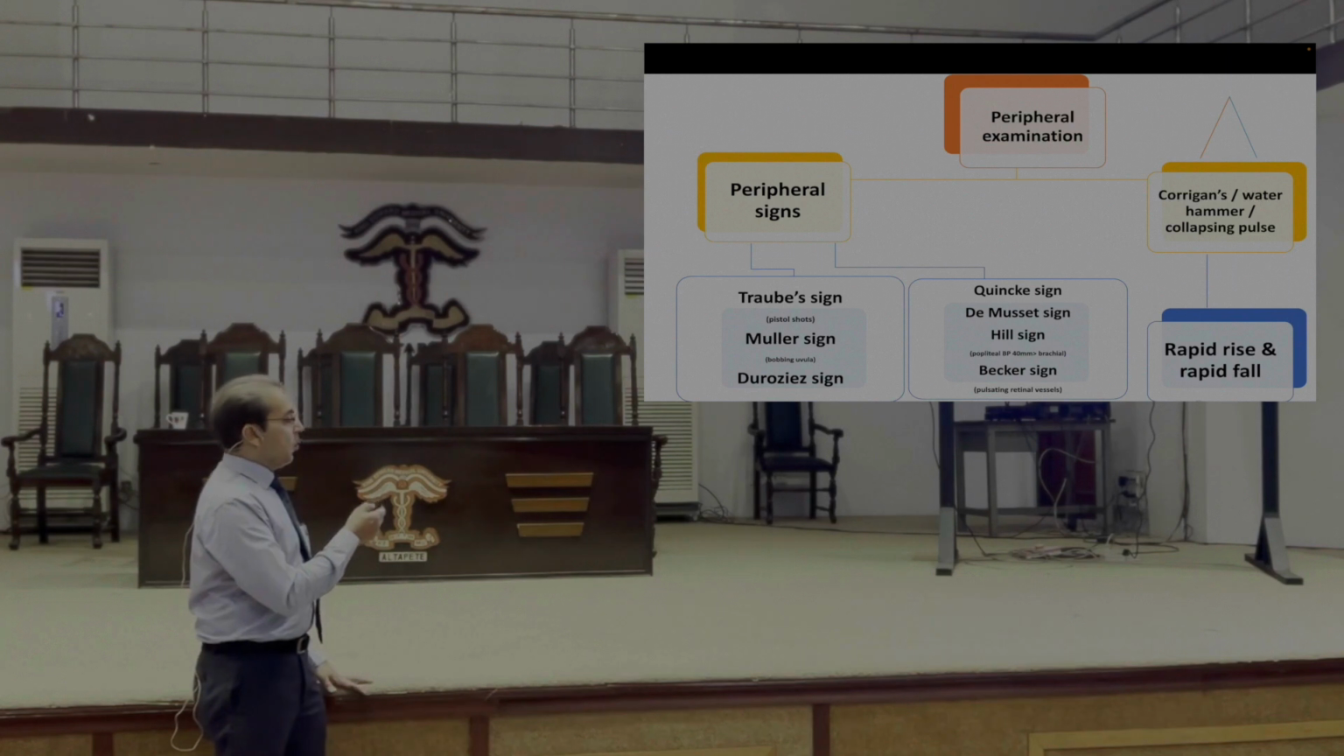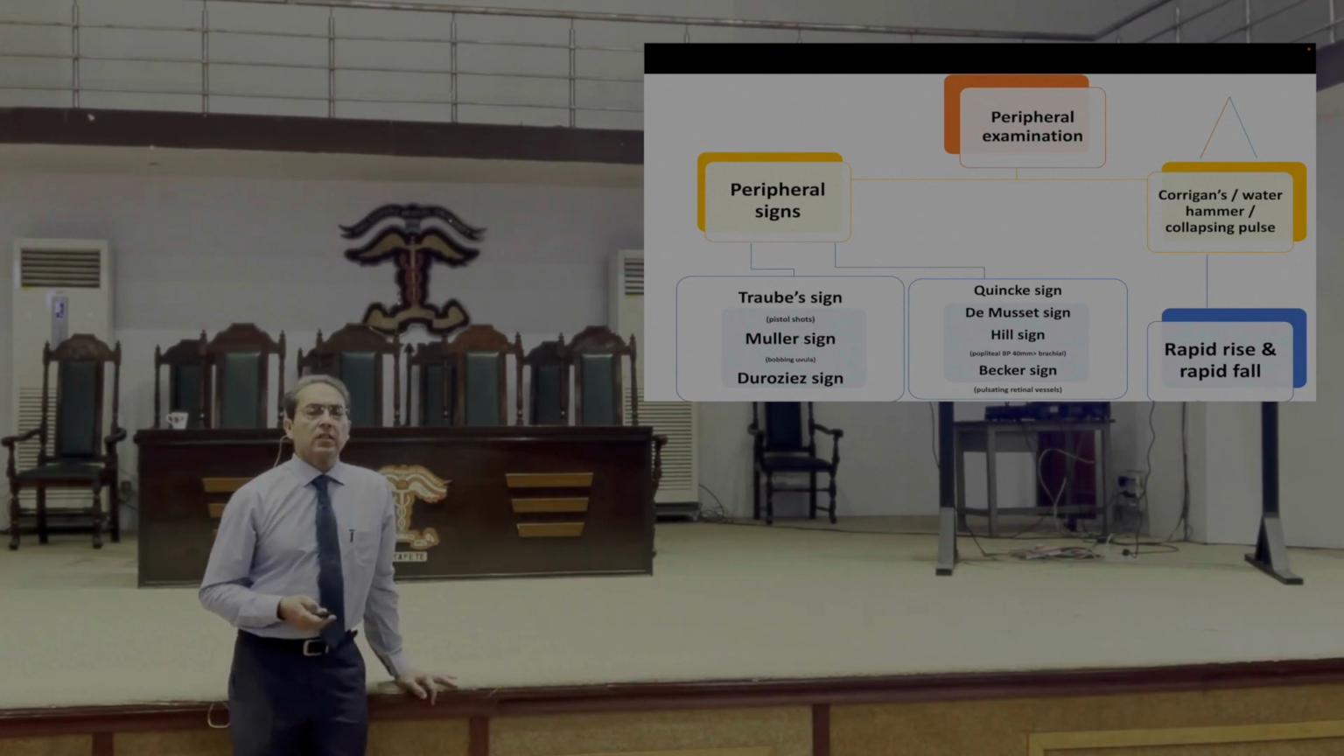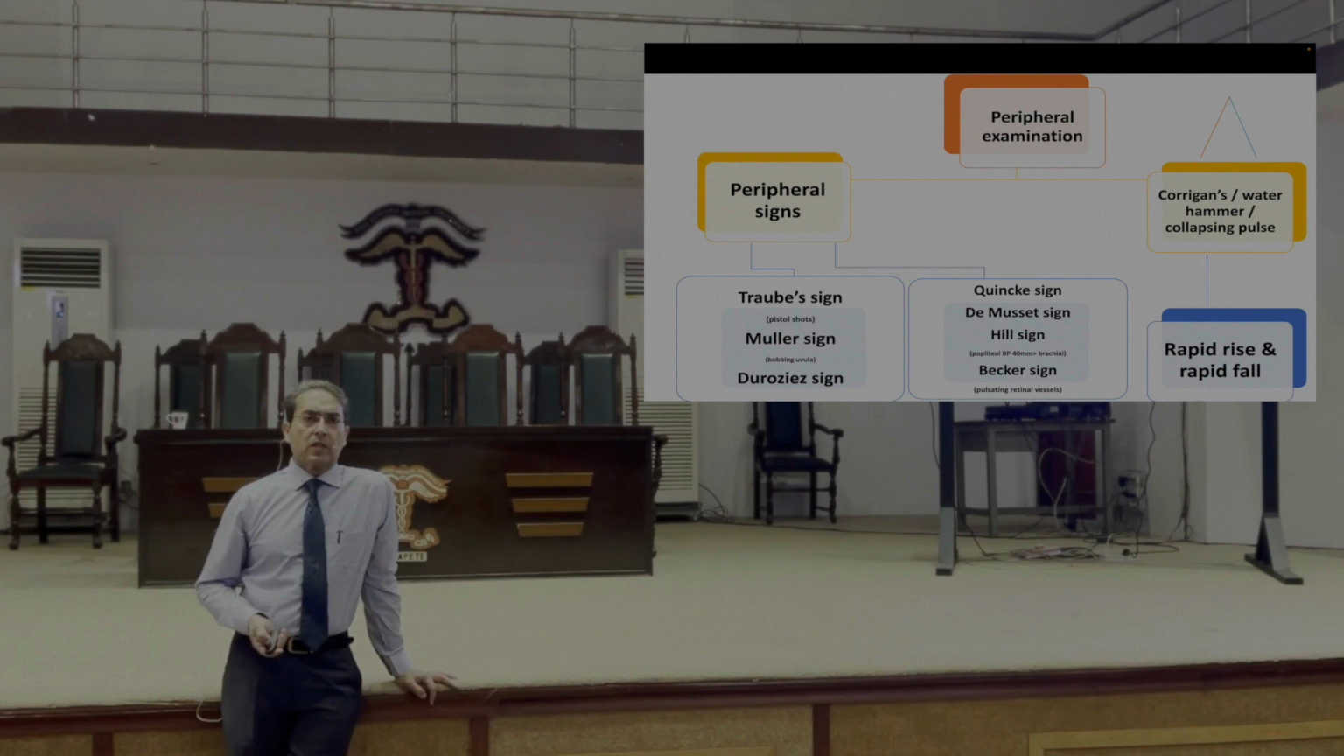So this is one important character, the Corrigan or the water hammer pulse, which is seen classically in aortic regurgitation. It may be seen in other conditions as well, for example, in patent ductus arteriosus, or sometimes in pregnancy and in patients having severe anemia, beriberi, thyrotoxicosis. They can all have this sort of pulse.